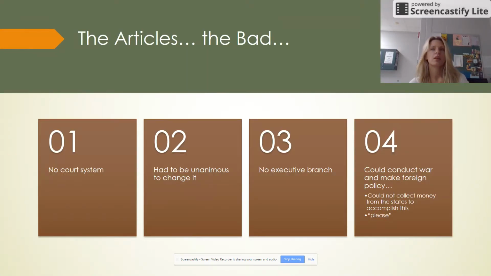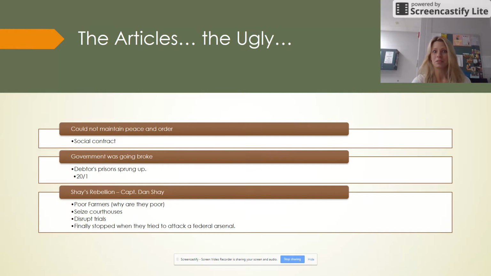So that's pretty good. There's some bad things about the Articles. There's no court system. The fact that it has to be unanimous to change it, all 13 states, that's a lot of different people trying to get along and make the same decision. No executive branch. And they could conduct war and make foreign policy, but they couldn't collect money from the states to accomplish this. So they had to come to the states and be like, please give us money. And they're like, no, we really don't want to.